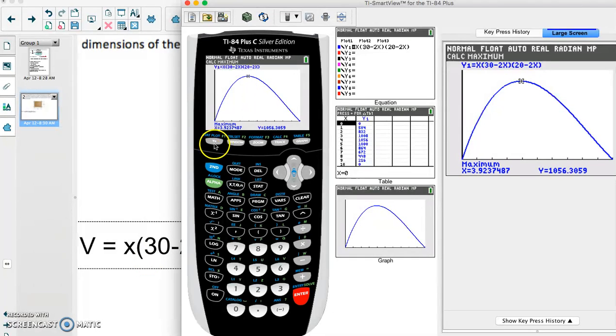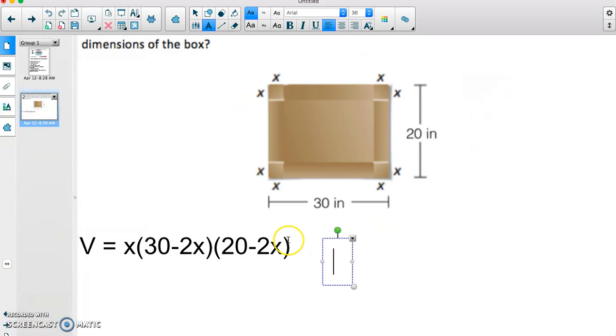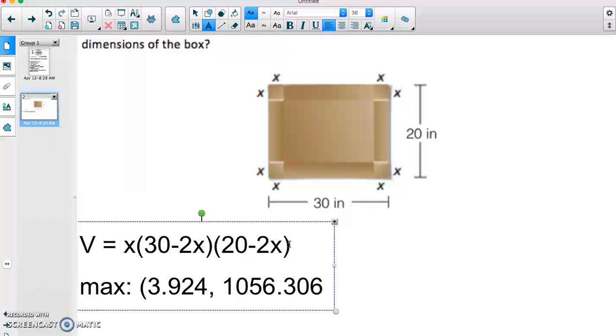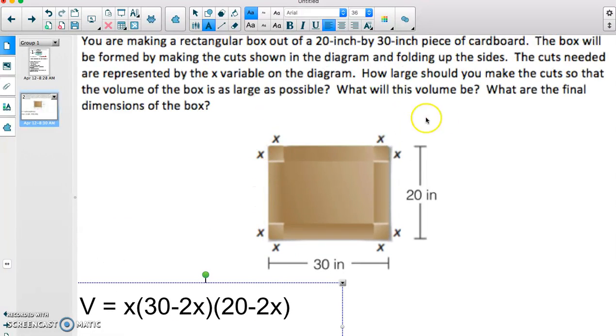Okay, so my maximum is 3.924 and 1,056.306. So I want to include that here. So my max. And notice I'm using 3 decimal places here. Okay, so I've got my volume and my max. So those were the 2 things they talk about.